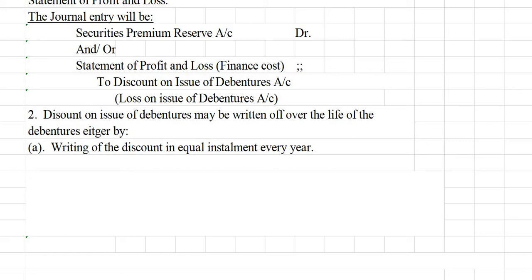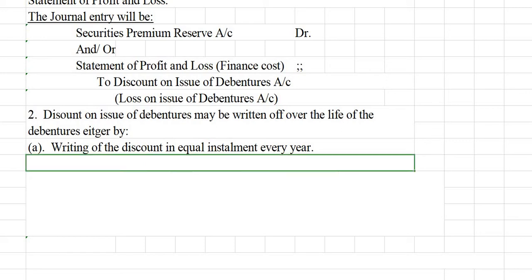Another method is that it will be written off proportionately. That we will study later. Before that, let us discuss this point in detail. That means writing off the discount in equal installments. Every year an equal installment of the discount will be written off.